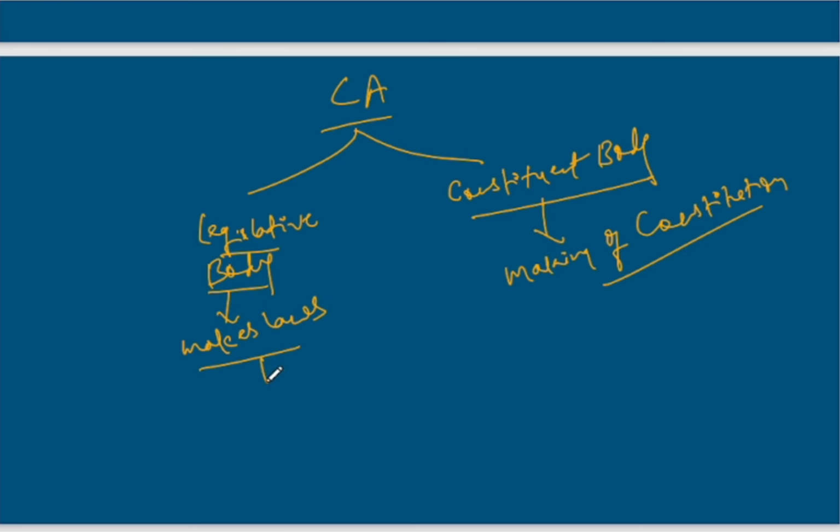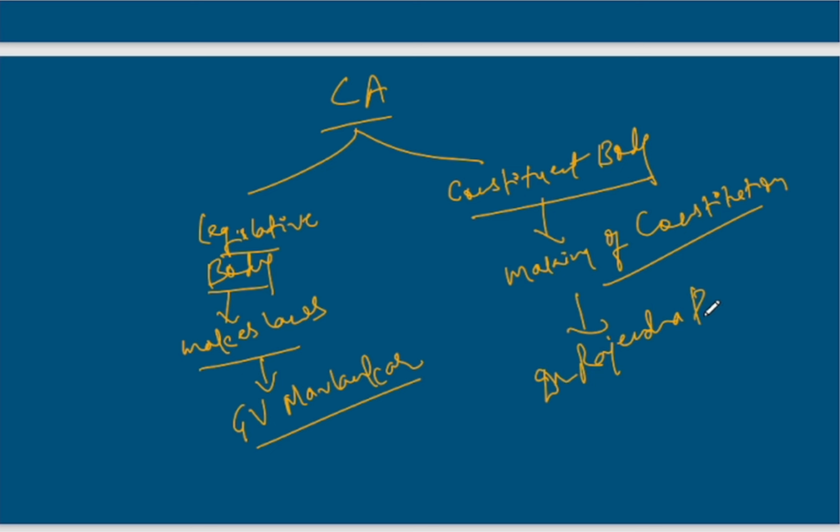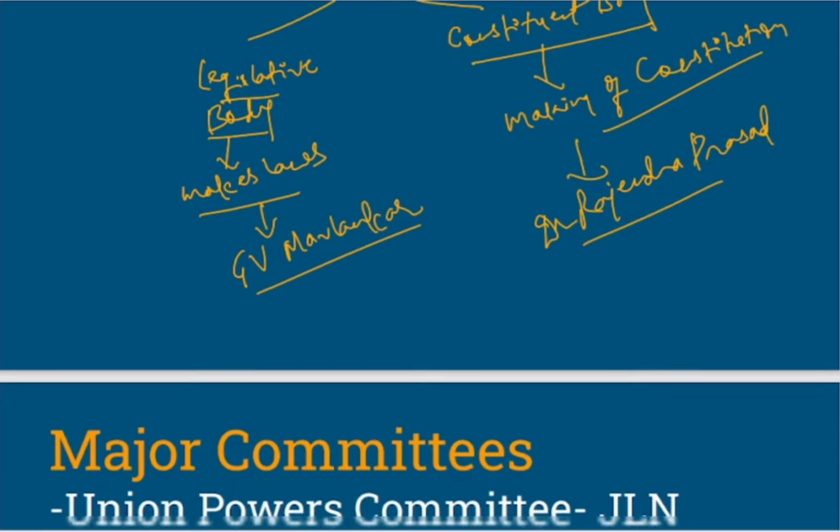And who presided when the Constituent Assembly was functioning as a legislative body? The person was G.V. Mavlankar, right? And who presided when the Constituent Assembly functioned as a constituent body? The person was Dr. Rajendra Prasad. So this is very important.